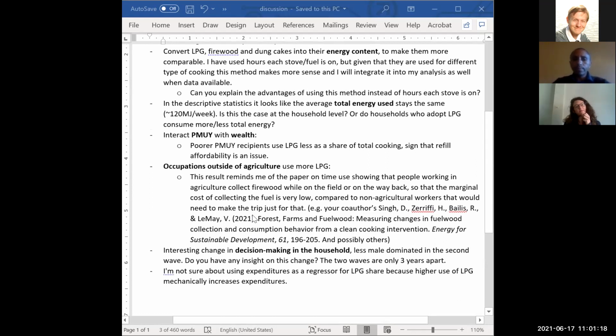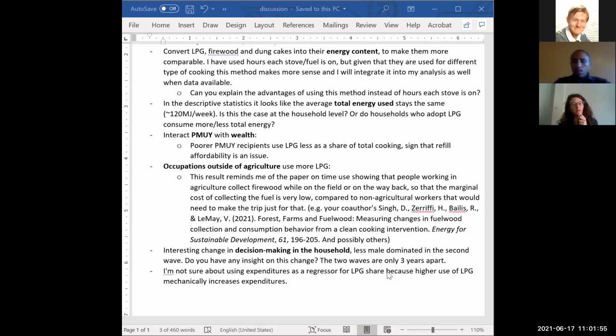And then I found interesting the results about the fact that people who work outside of the agriculture sector use more LPG. And I think this links very nicely with some more literature that looks at the fact that sometimes households who work in agriculture and work in the field collect agricultural residue and firewood directly from the field while they're working. So the marginal cost of that fuel for them is very low because they're already in the field. So it's not extra time for the harvesting. So I think this is a really nice connection with the literature.